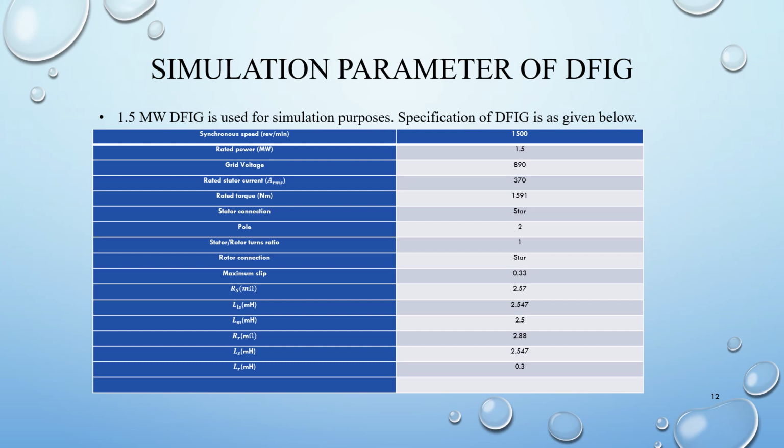For MATLAB simulation, we use a 1.5 megawatt DFIG machine. The specification of the doubly fed induction generator is as given below. The synchronous speed of the doubly fed induction generator is 1500 rpm, rated power is 1.5 megawatt, and all the parameters we can see in this table, which we can implement in MATLAB.